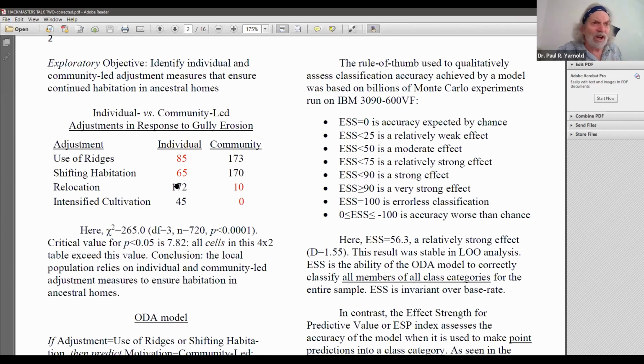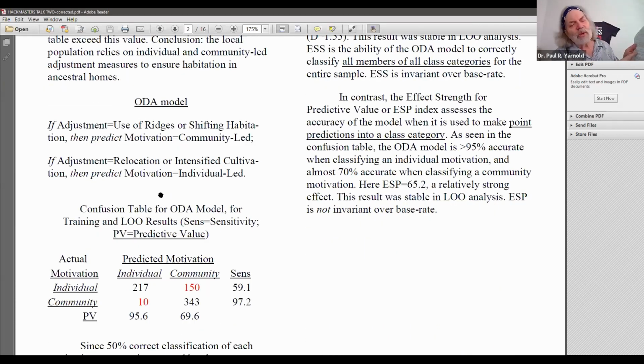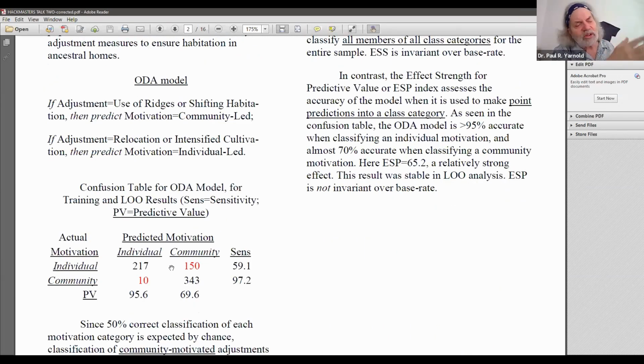So the conclusion was everything matters, that the local population relies on individual and community-led adjustment measures to ensure habitation in ancestral homes. That's not very helpful. So instead, can we screen it up a little bit? Donish, the ODA model is the model which maximizes accuracy.